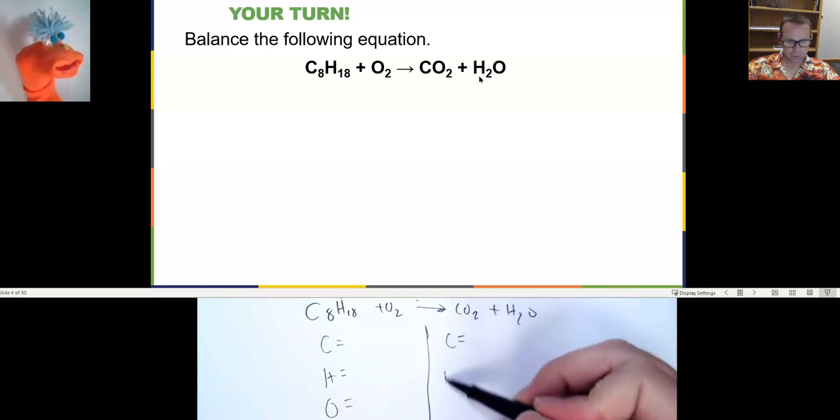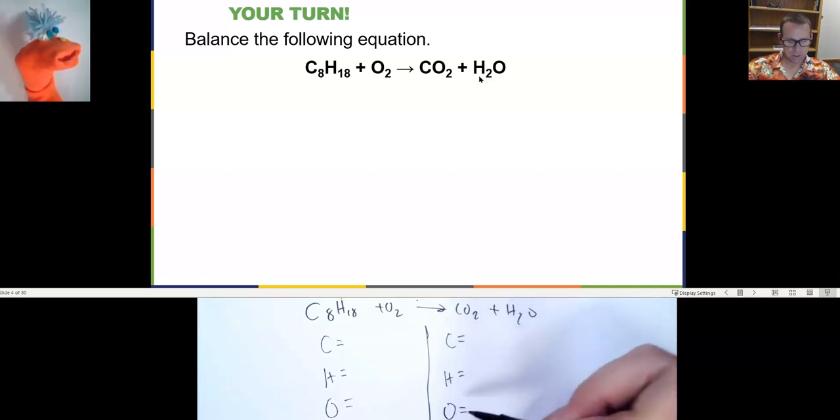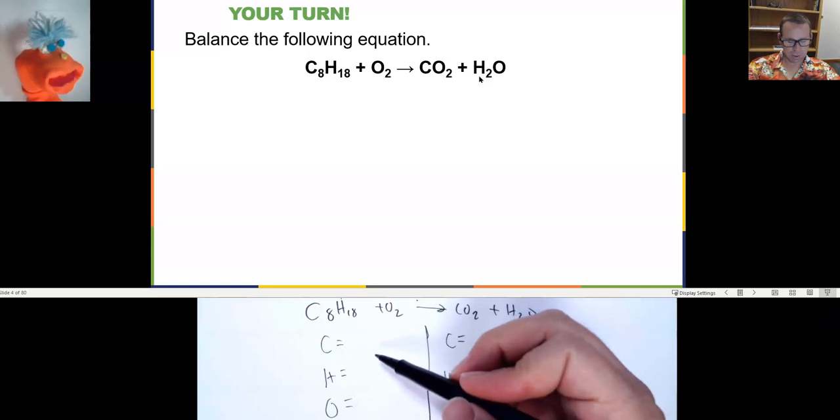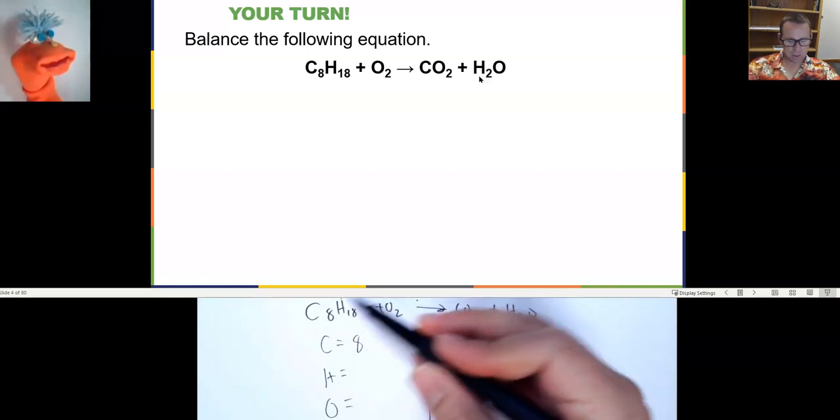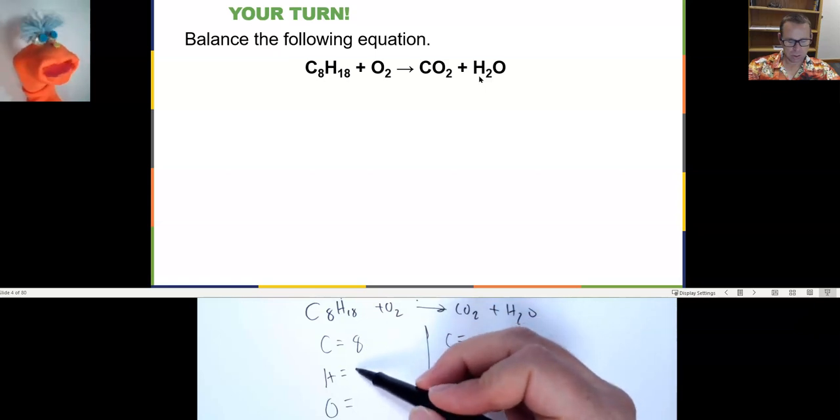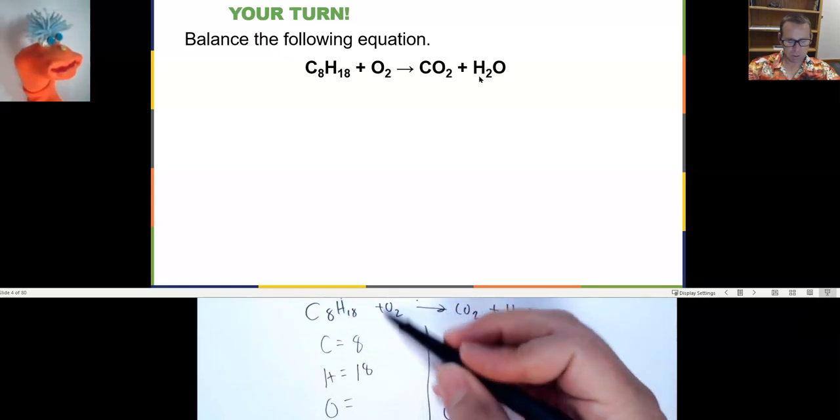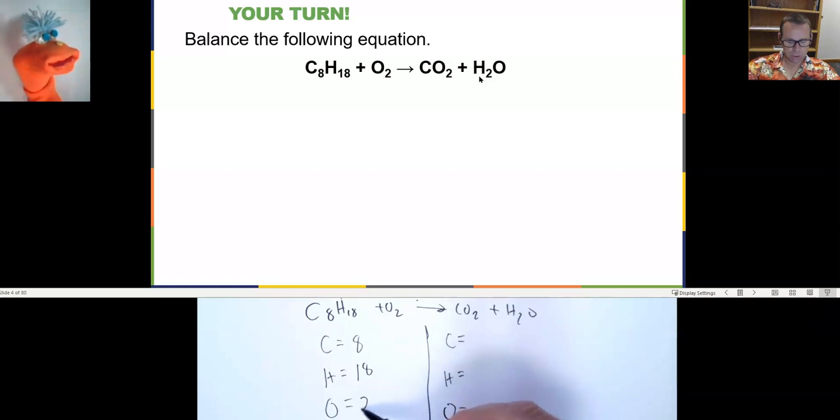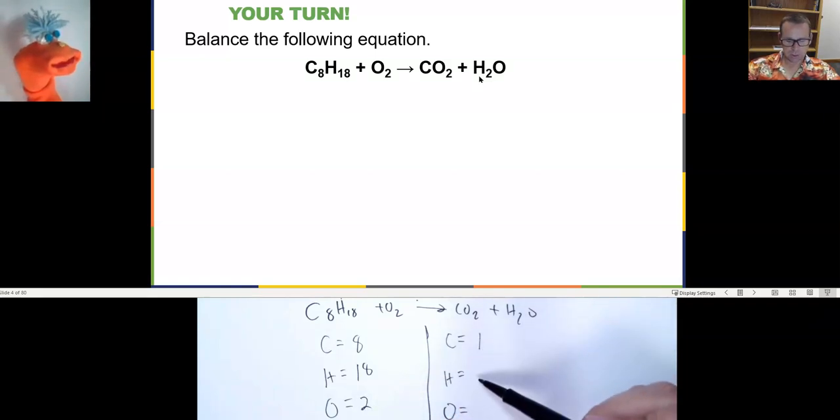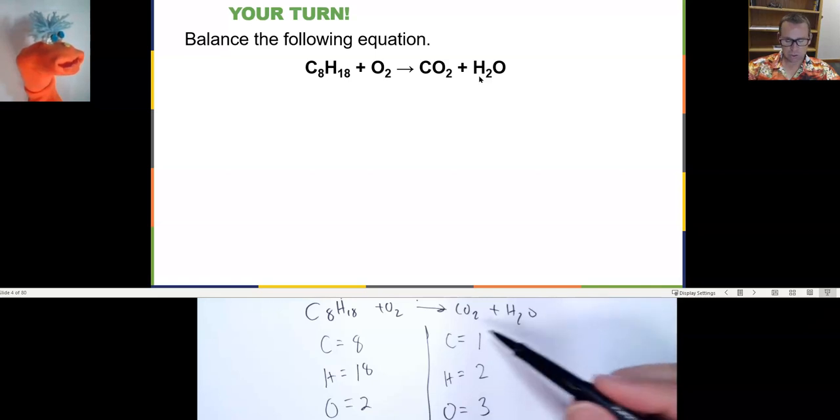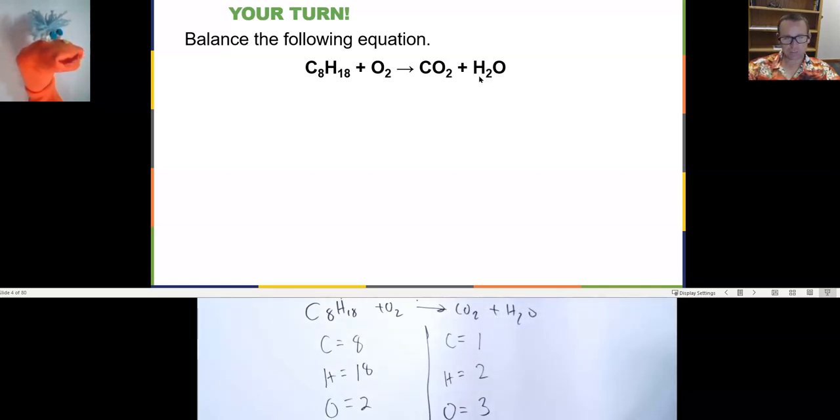How many carbon do I have on the left? That's 8. That 8 is showing me that I have 8 carbons. How many hydrogens? Just 18, right? Yeah, 18. That's what that number is showing me. How about the oxygens? 2. Yep. How about over here? Only 1 carbon. 2 hydrogens and 1 oxygen. 3 oxygen. Very good. 2 from here and 1 from there.